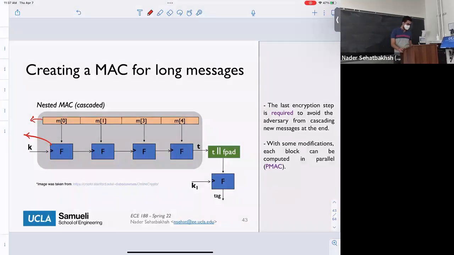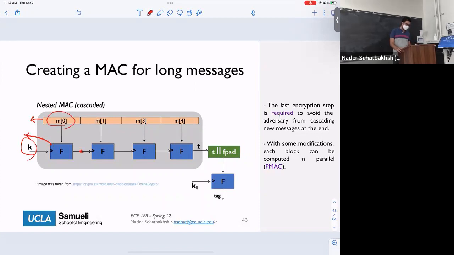Okay, so you start with the key. You get the first block of the message. You call your pseudorandom function and get the output. You send this output to the next round of your pseudorandom function. This time the input would be M1, so basically this would be the key for this round. So you're changing the key based on the previous message. And then you get your final T.